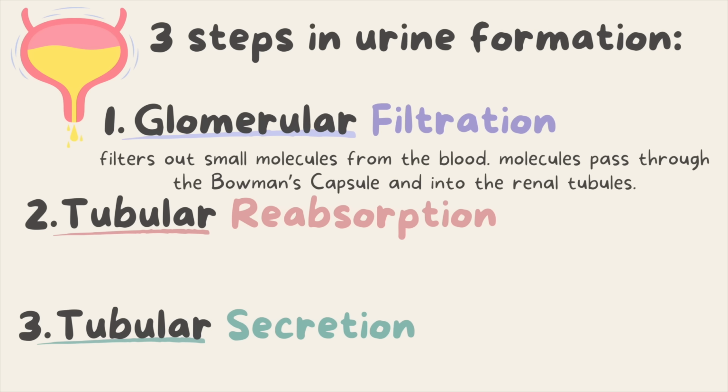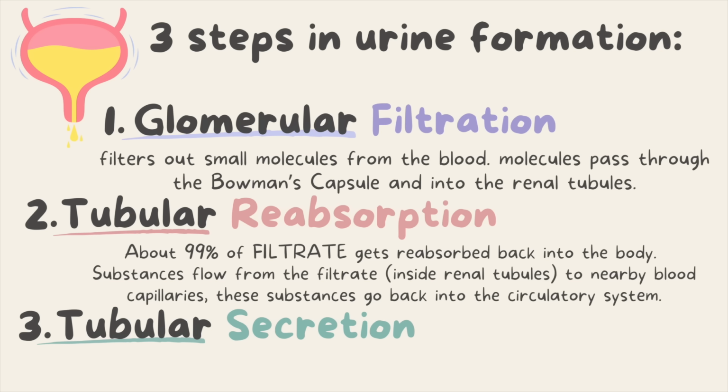During filtration, small molecules are filtered out of the glomerulus and they enter the Bowman's capsule. From here, those molecules go into the tubules and are referred to as filtrate. Next, reabsorption happens in the renal tubules. Certain molecules that your body might want back, like glucose, water, and amino acids, will be reabsorbed back into the body. And actually, about 99% of the glomerular filtrate is reabsorbed. So these molecules will move from inside the tubules to nearby blood capillaries that connect to the rest of the body. Essentially, these molecules, or solutes, are reabsorbed and taken back into the body's circulatory system.